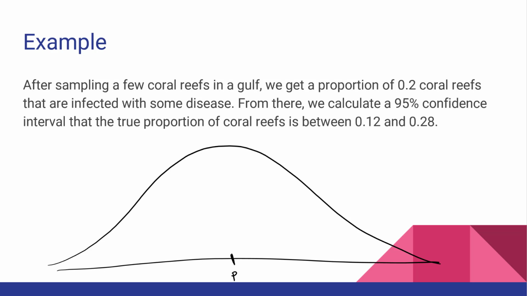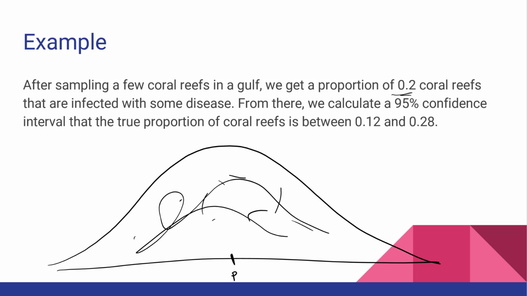From there, we calculate a 95% confidence interval that the true proportion of coral reefs is between 0.12 and 0.28, so 12% and 28%. So what does this mean? The true proportion of all coral reefs that are infected with the disease, we will say is P. We will likely never know what P is, but we do have a 0.2. So the 0.2 is floating around somewhere in this normal distribution. We don't know where it is, but it's somewhere in here.